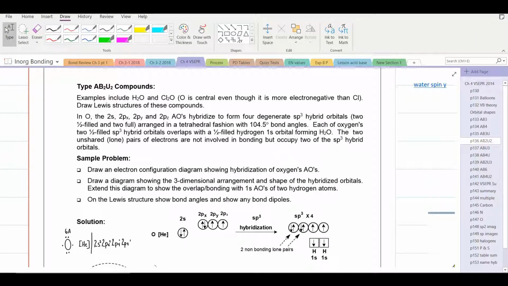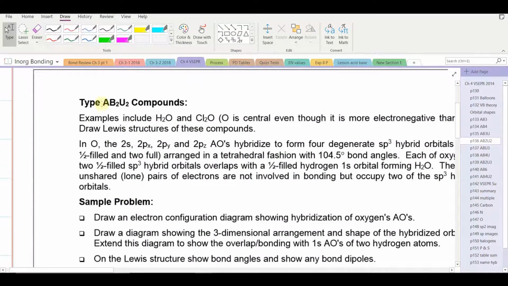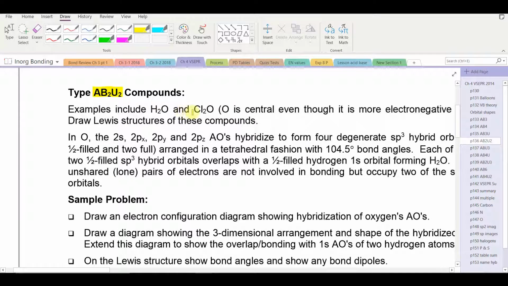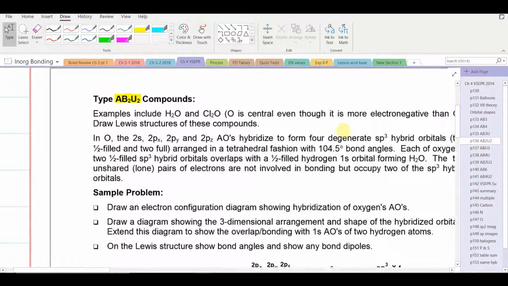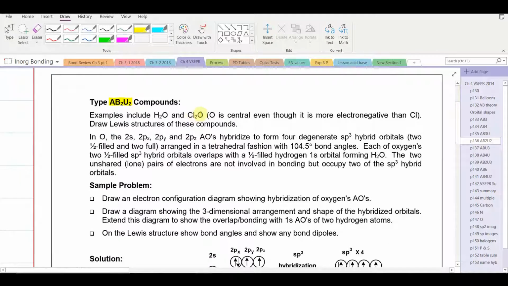Page 136. Let's look at compounds of the type AB2U2. That would be one central atom, 2 bonded atoms, and 2 unbonded pairs of electrons. Examples would include water and, for example, chlorine oxide. That would be dichlorine monoxide or chlorine 1 oxide. Now in this compound, the oxygen is central, even though it's more electronegative, and that's simply because chlorine is monovalent here, and oxygen needs 2 bonds.